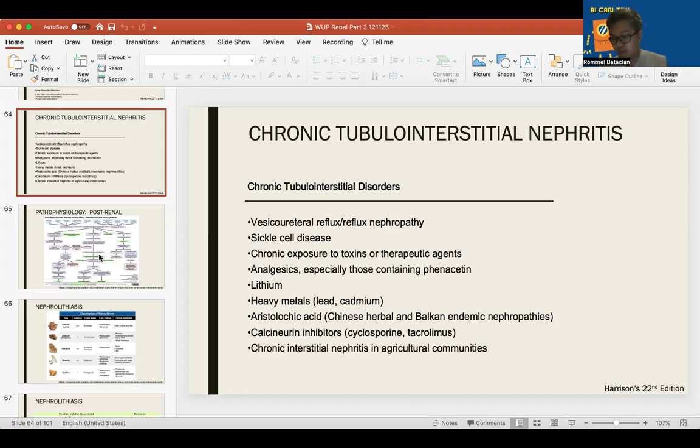Other management measures that I mentioned in chronic kidney disease: the reduction of blood pressure, use of ACE inhibitors and ARBs, glucose control if diabetic, dietary modifications, and avoiding nephrotoxins are also other management options that we can give to this patient.